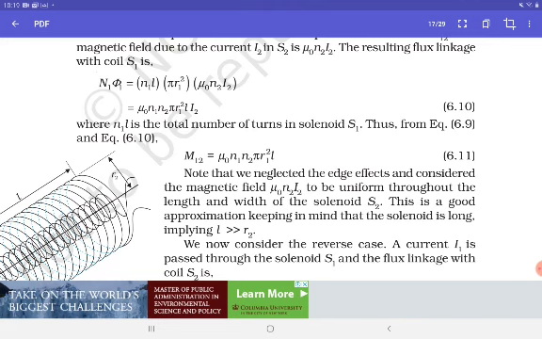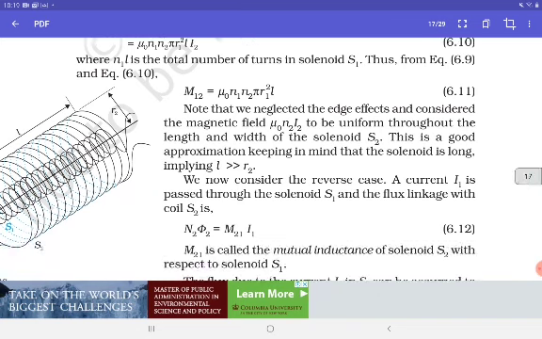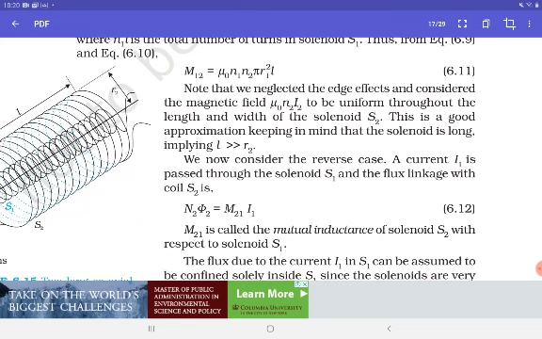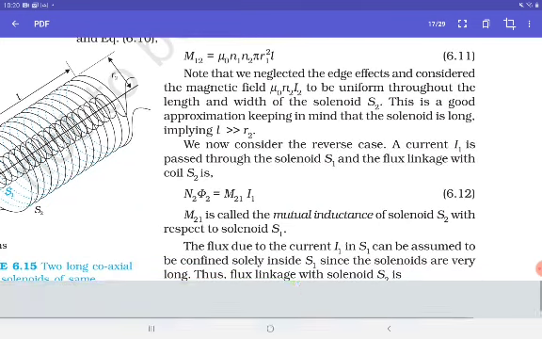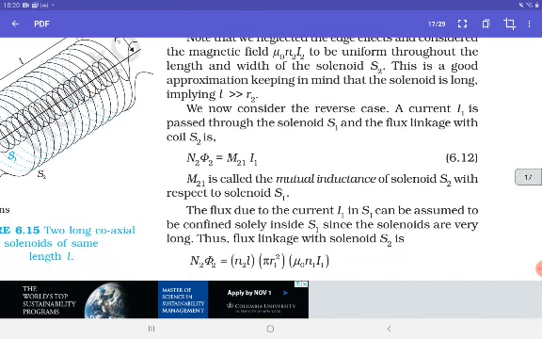where n1 L is the total number of turns in solenoid S1, and M12 equals mu 0 n1 n2 pi R1 squared L. Note that we neglected the edge effects and considered the magnetic field mu 0 n2 I2 to be uniform throughout the length and width of the solenoid S2. This is a good approximation, keeping in mind that the solenoid is long, implying L is much greater than R2.